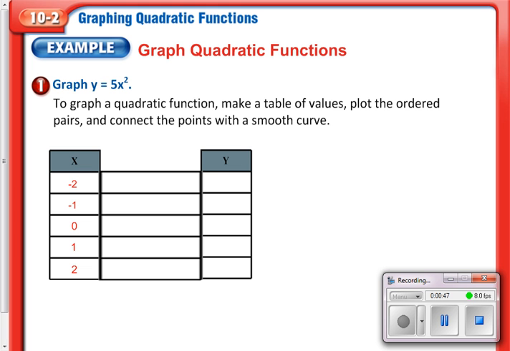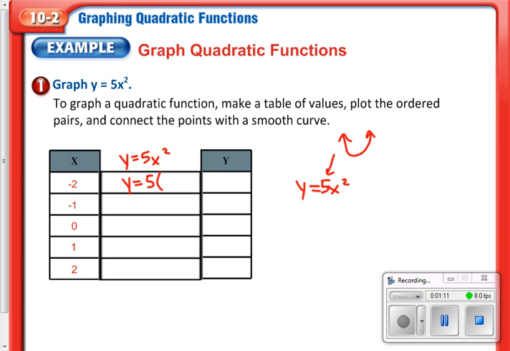Here's the equation that we have been given: y equals 5x squared. Again, the x squared is indicating that it will be a quadratic function. This 5 is telling us this graph should open upwards because it's positive. So we're going to go ahead and set up a table in order to graph this problem. They give us values for x, so we'll substitute in for x.